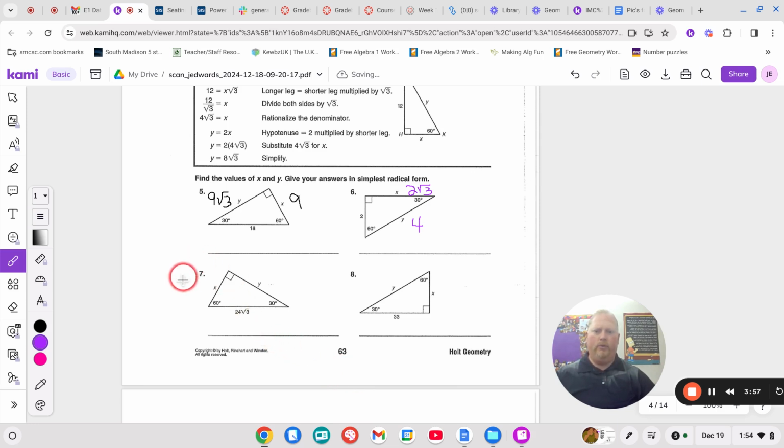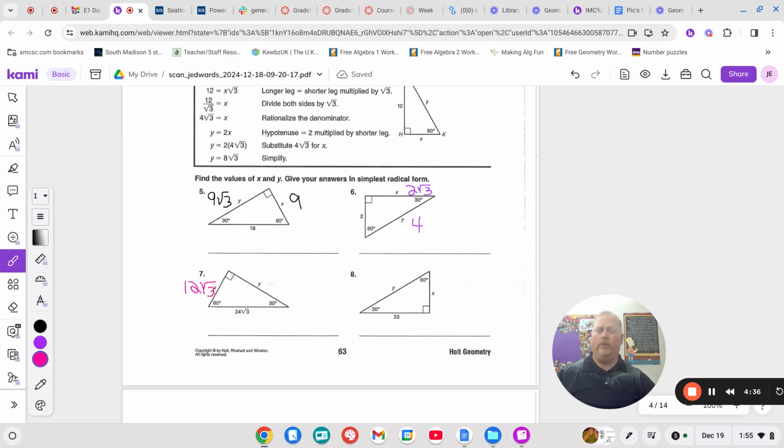So let's go to question number 7 here. In this case, they give us the hypotenuse. So your logic should be, if they give you the hypotenuse first, find the short leg next, and then you can find the long leg from there. If the hypotenuse is 24 square root of 3, our little notes say to just divide by 2. So I'm going to take that 24 and divide it by 2, and I get 12. So the short leg is going to be 12 square root of 3.